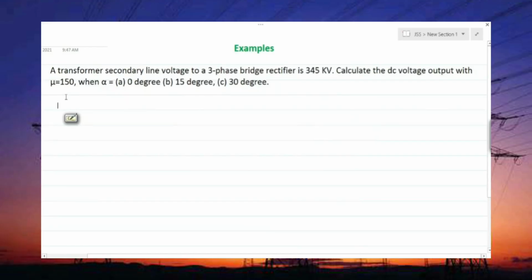Welcome to lecture number 5 of FACTS and HVDC transmission systems. In this lecture, we solve some examples based on the previous theories.